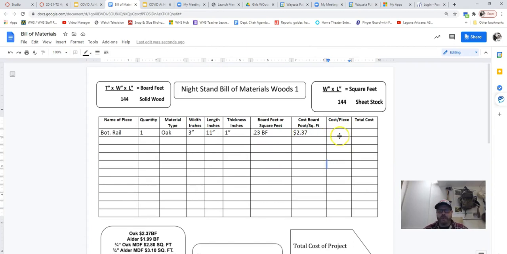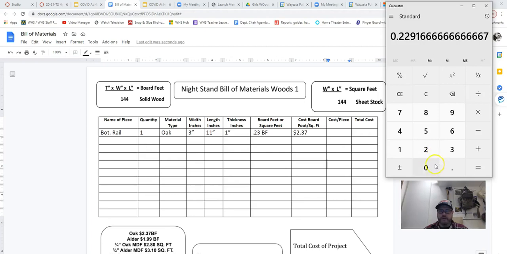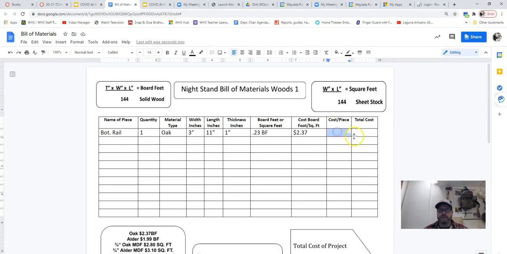Now to figure out the cost per piece, I just have to multiply these two together. So I got $2.37 times 0.23 board feet, and I get, let's call it 55 cents. So my bottom rail is 55 cents, right? That's not very much money. So for the total cost, how many bottom rails are there? There is only one bottom rail for me. So I would say my total cost is 55 cents.